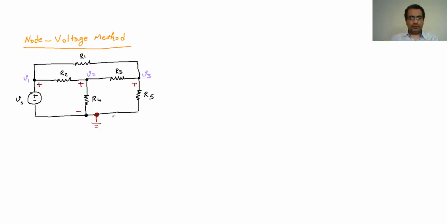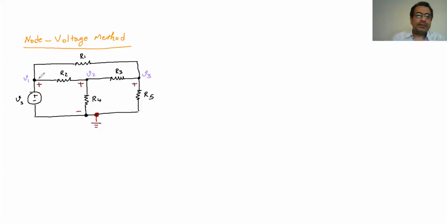So first, up to here: choose the reference node, any one you want. After you choose a reference node, the reference node is negative and the other nodes are positive. Then draw the currents.